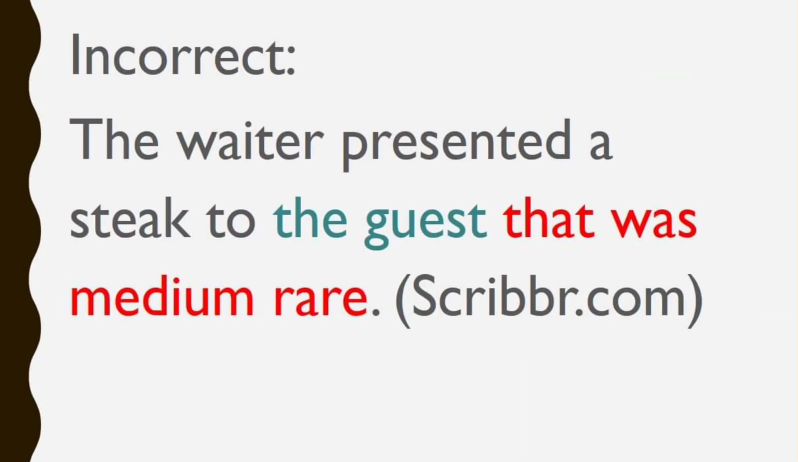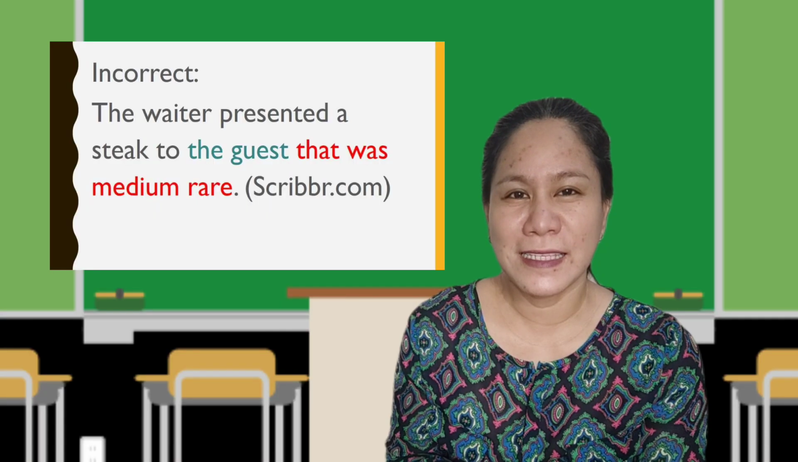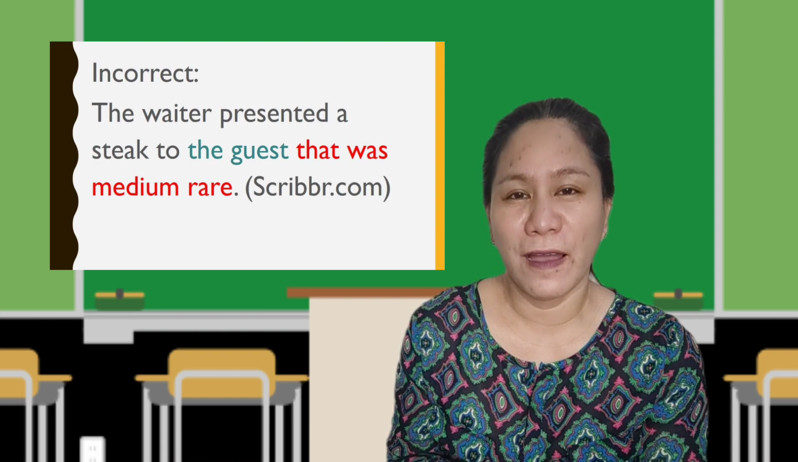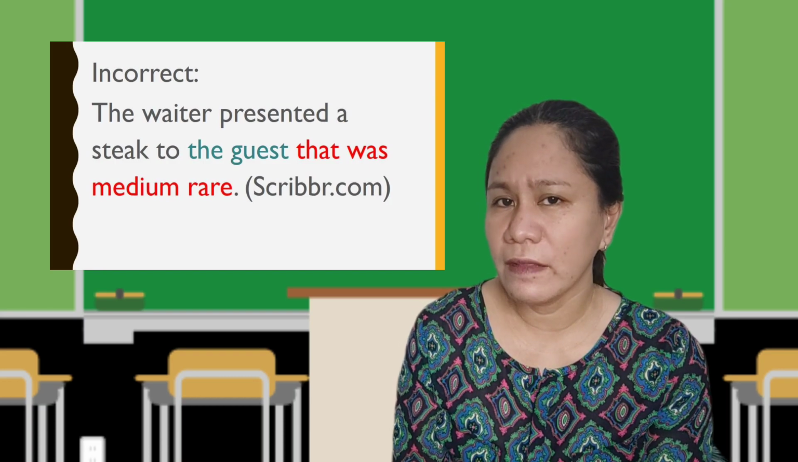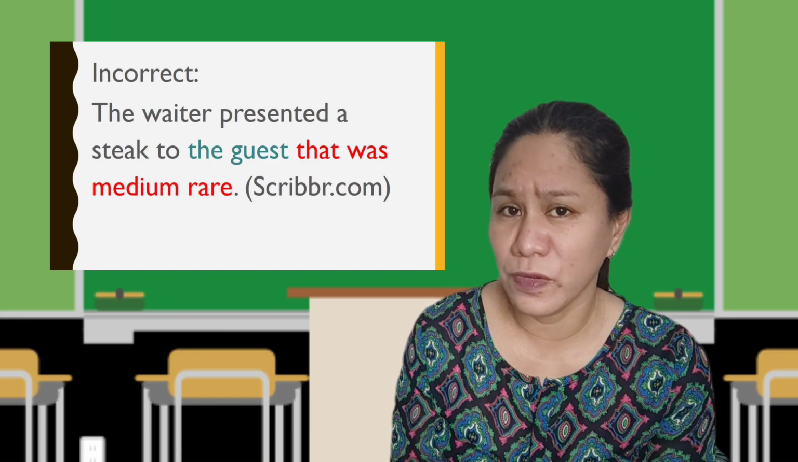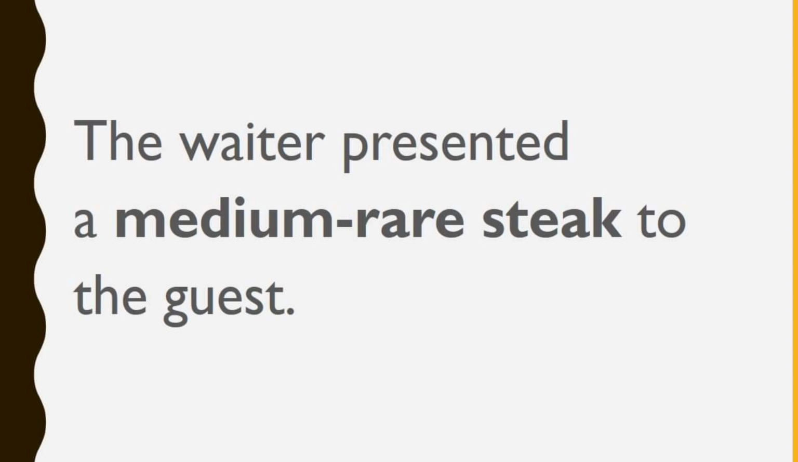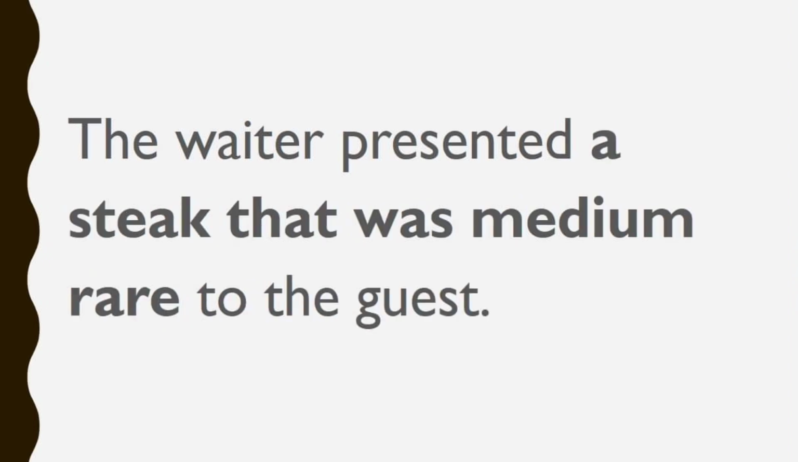Another sample sentence is this. The waiter presented a steak to the guest that was medium rare. In this example, the misplaced modifier that was medium rare implies that the guest is medium rare. Let us move the modifier so that the sentence will not sound awkward and confusing. So the sentence should be, the waiter presented a medium rare steak to the guest. Or, the waiter presented a steak that was medium rare to the guest.